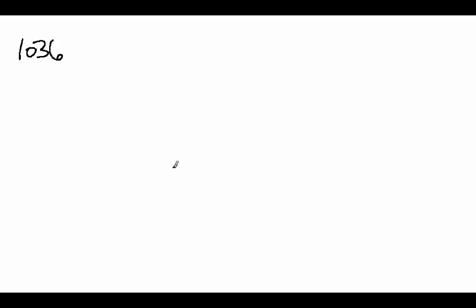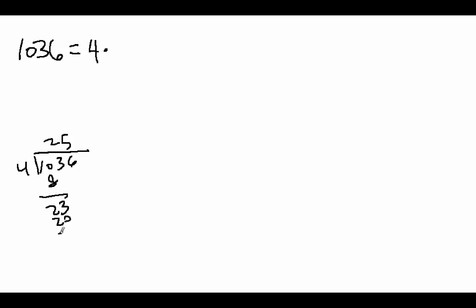Okay, now I have no idea what the factorization of 1036 here is. Here's a little trick for you. If the last two digits of a number are divisible by 4, then the entire number is divisible by 4. So this is equal to 4 times, and I don't know what 1036 divided by 4 is going to be. 2, and that's going to be 8. That's going to be 23, so that's 5, so that's 20. 36 is 9. So that's 4 times 259.